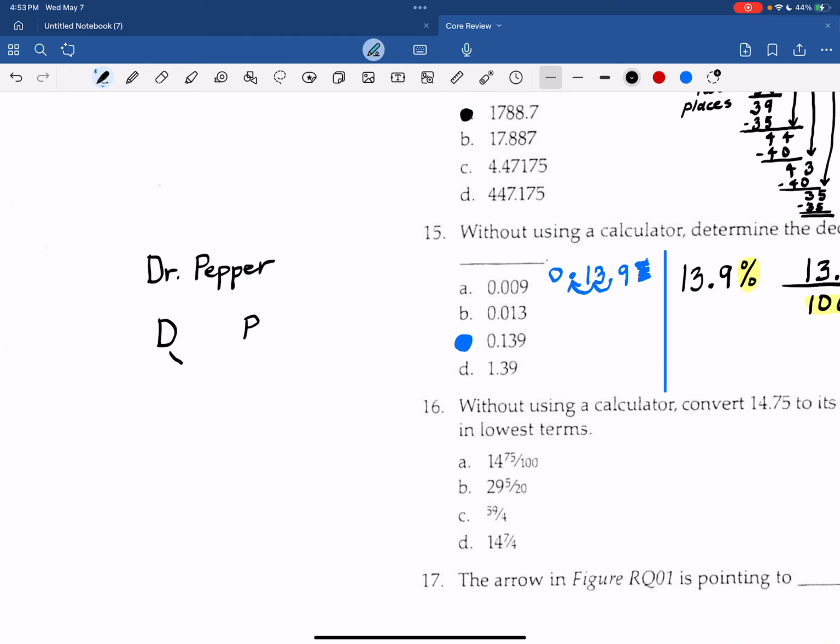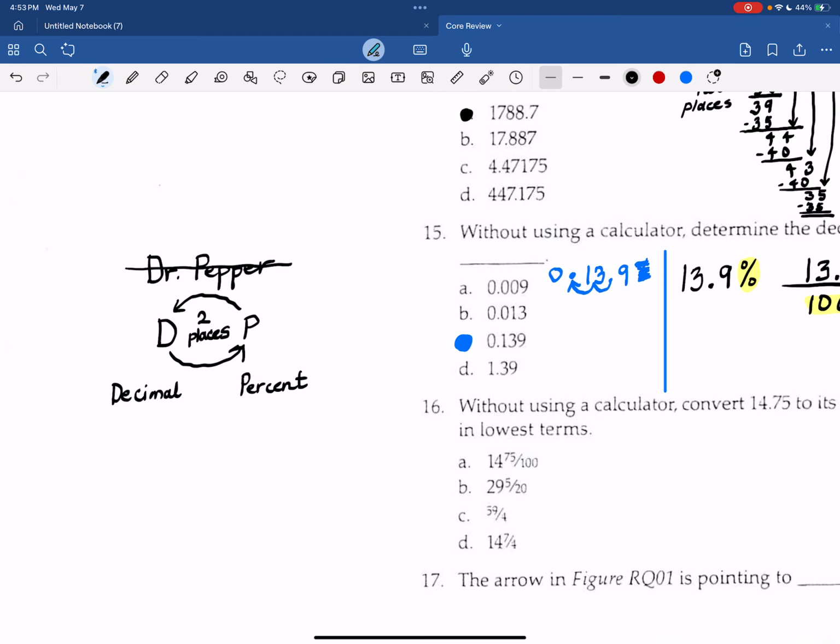So if you're going from D to P, you have to go this way. If you're going from P to D, you would have to go backwards. It's always 2 places. And in this world, D stands for decimal, and P stands for percent.